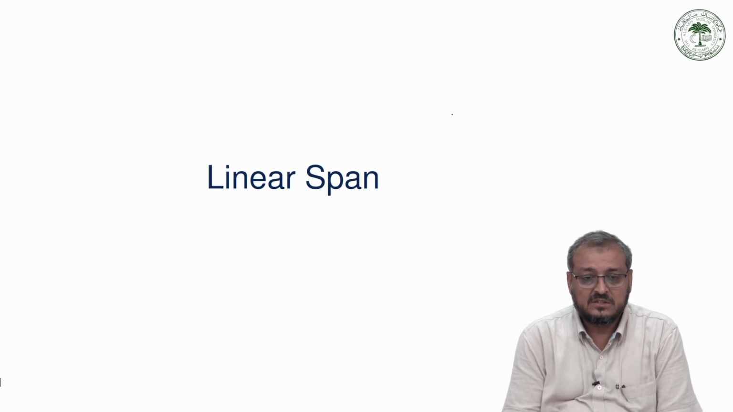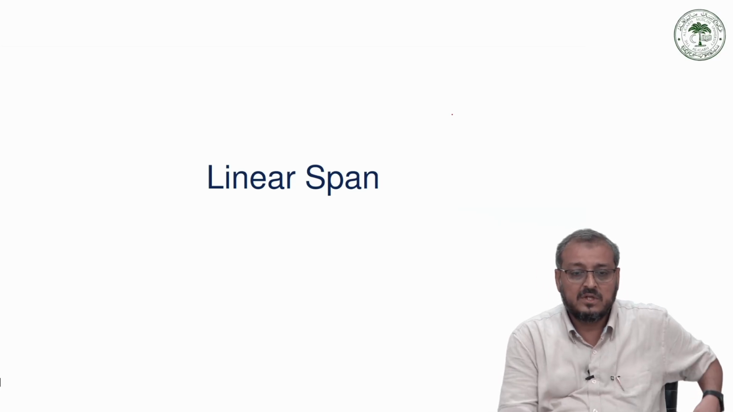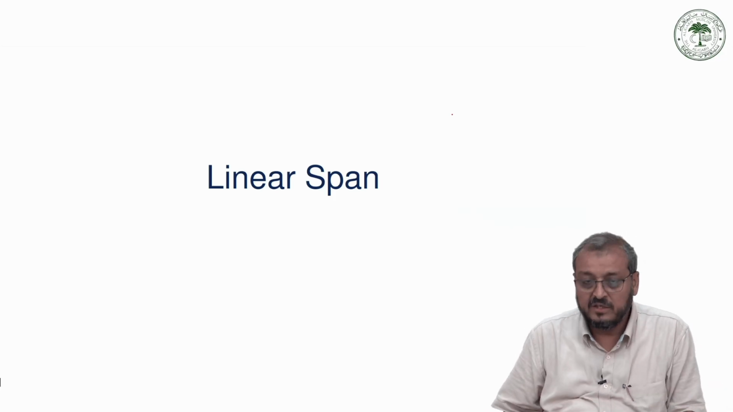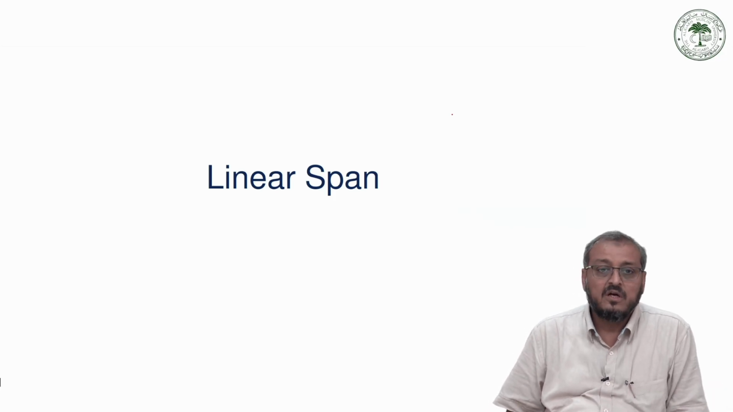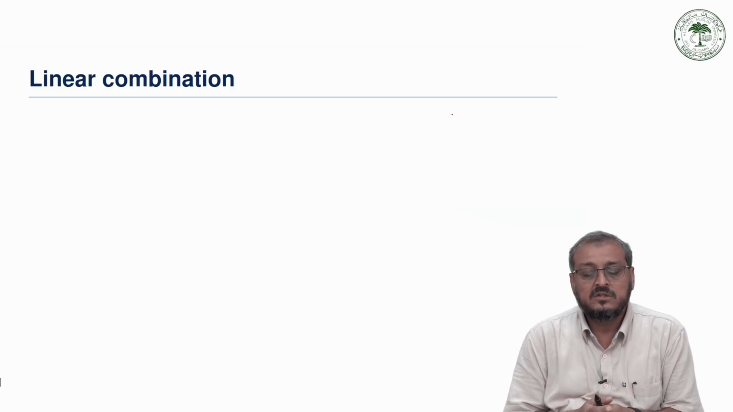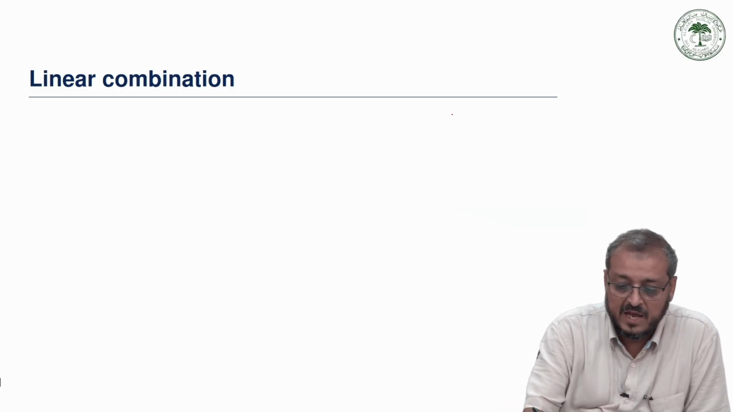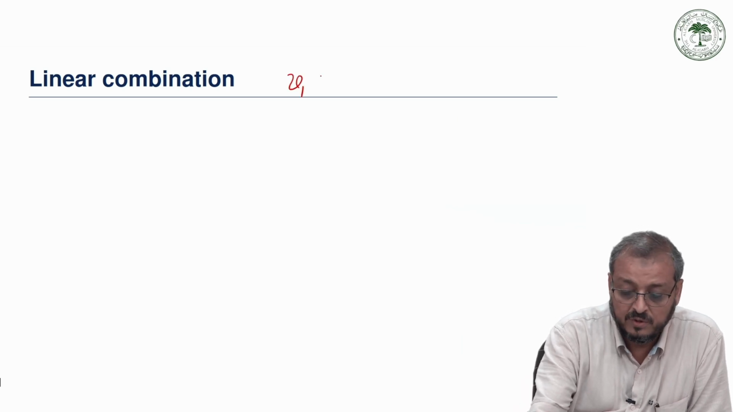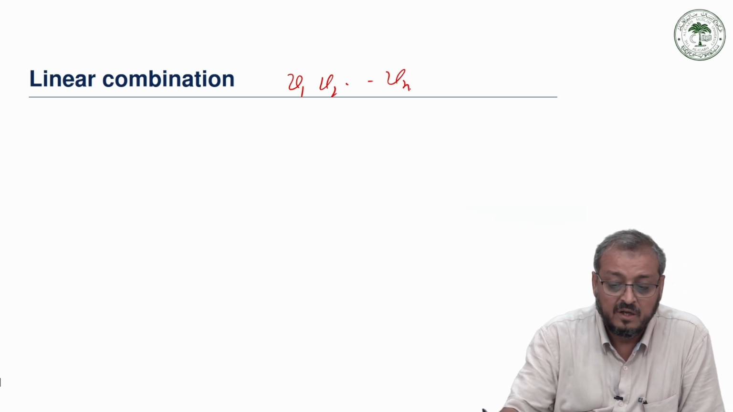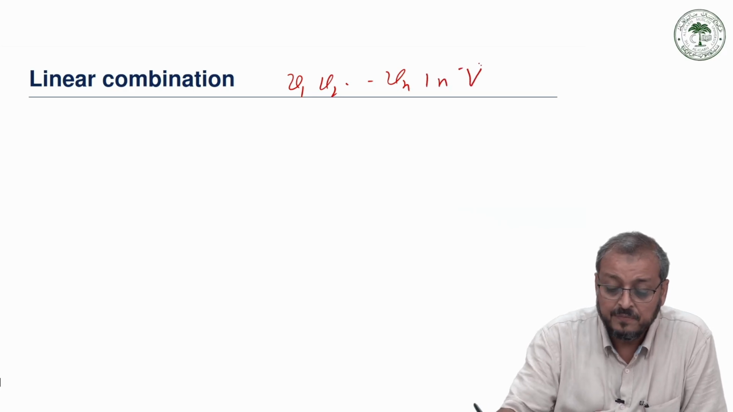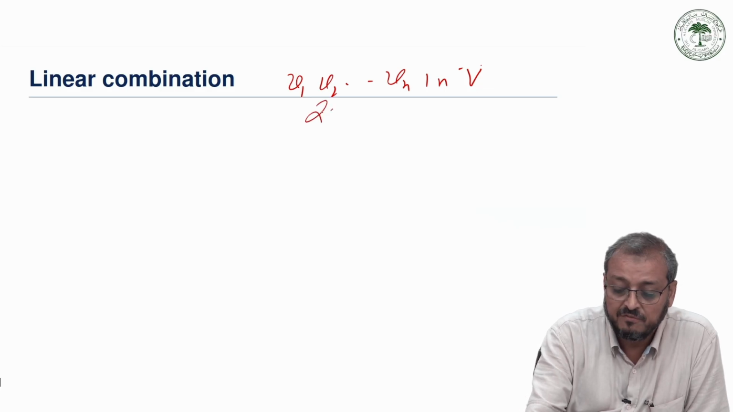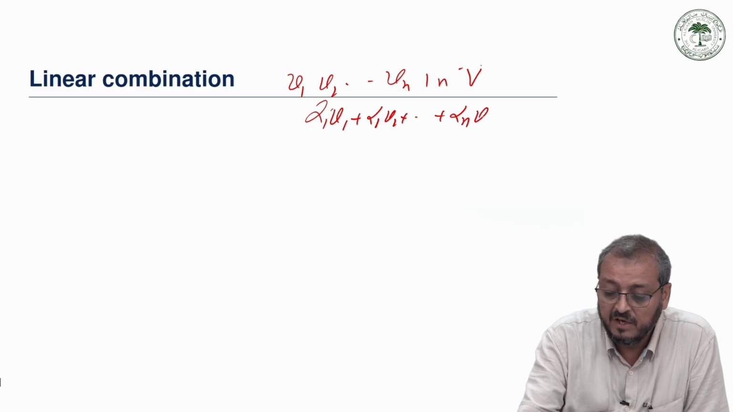Today's class we discuss linear span, and we start first with linear combinations. Linear combinations means we simply say that if we have vectors v1, v2, up to a finite set vn in a vector space V, then a combination of these can be expressed in the form alpha 1 v1 plus alpha 2 v2 and so on plus alpha n vn.